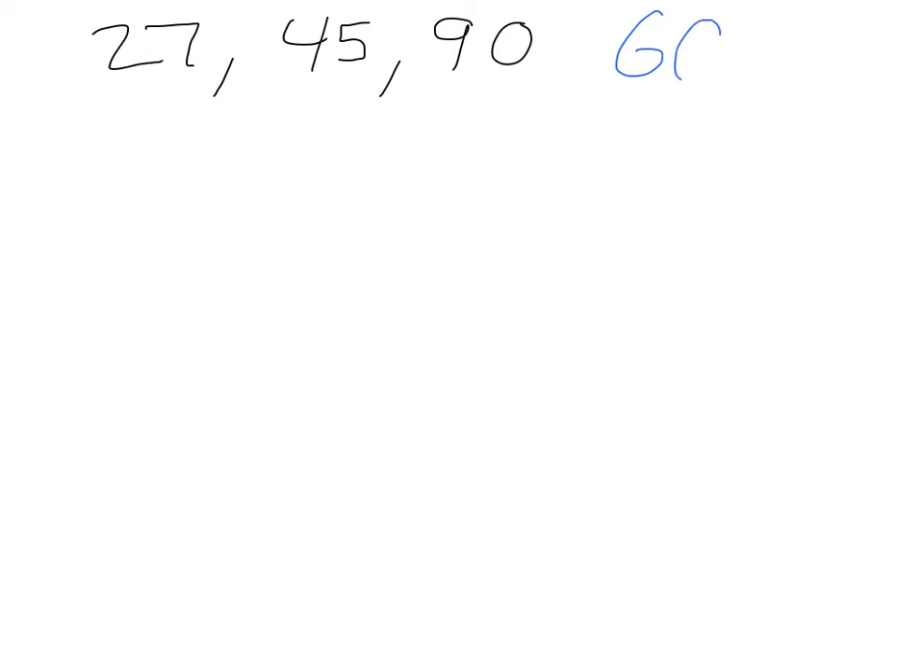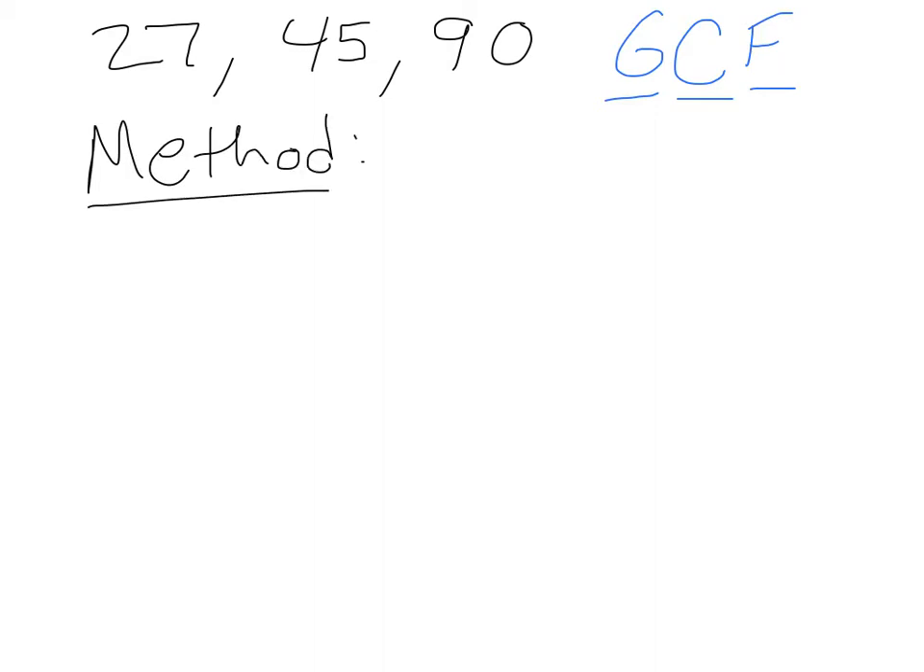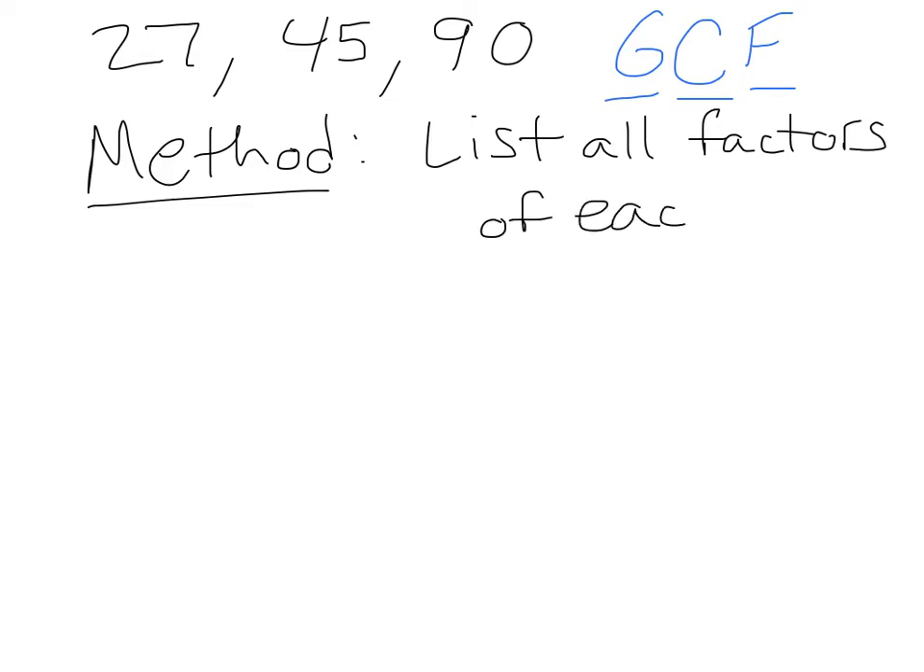If you have numbers like 27, 45, and 90, and you wanted to find the greatest common factor among them, what is the greatest factor that they share? A process that we can do, so method 1, would be to list all the possible factors. List all factors of each number. So let's do that.